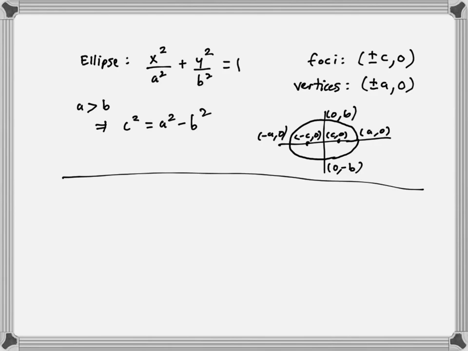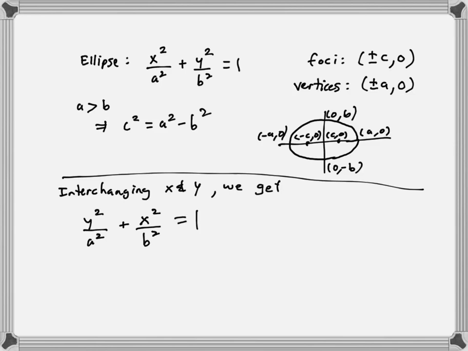Now what happens if you interchange x and y? So interchanging x and y, what do we get? Well, now we get y squared over a squared plus x squared over b squared is equal to 1. Okay, now how can we tell the difference between these two? It's really hard to tell the difference because they're both with a plus sign, right? So how do you know which one is which?